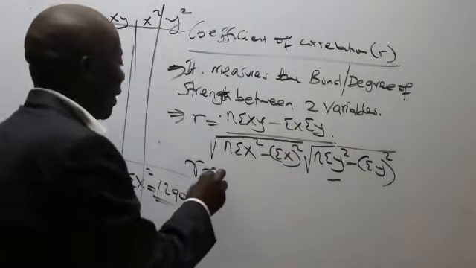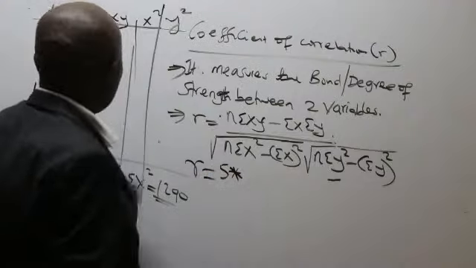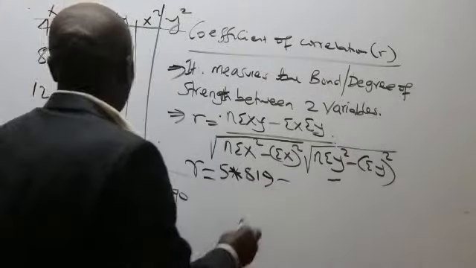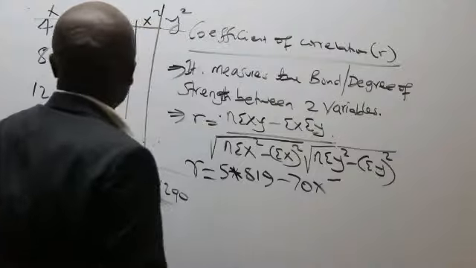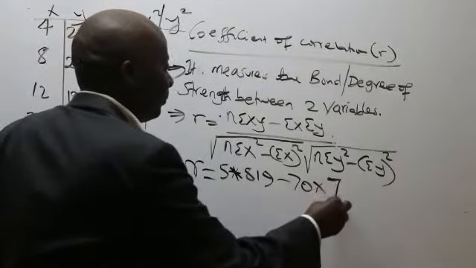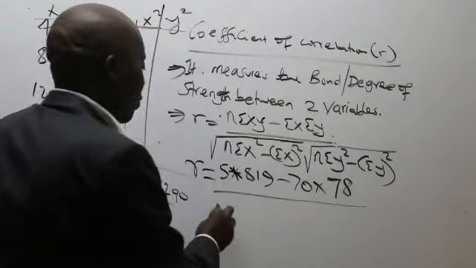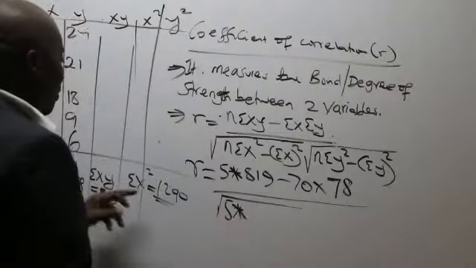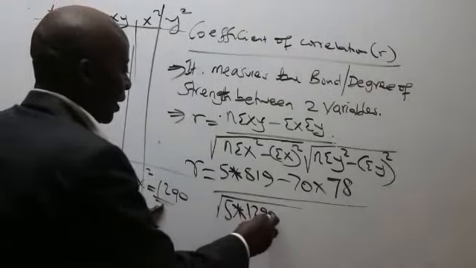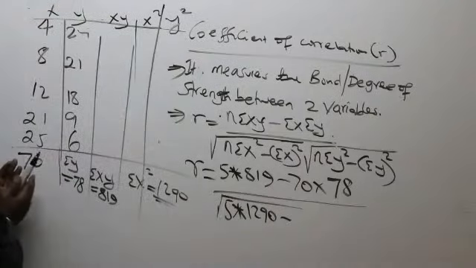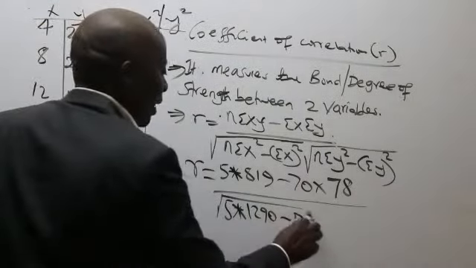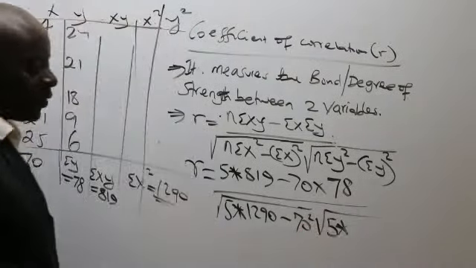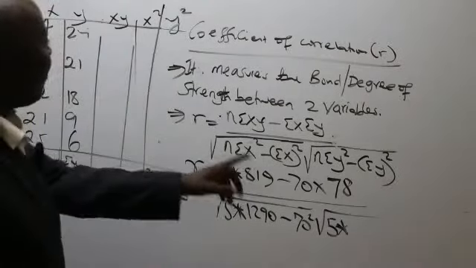Our R will be equal to N, and N is 5, times the summation of XY. You gave me a figure of 819 here, minus the sum of X, which is 70, times the sum of Y, which is 78. All over, we have the root of N, again 5, times the summation of X squared, which is 1290, minus the summation of X alone, 70 squared, and then another square root of N, which is 5, times the sum of Y squared.